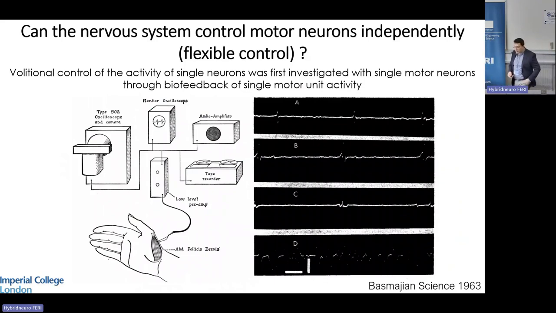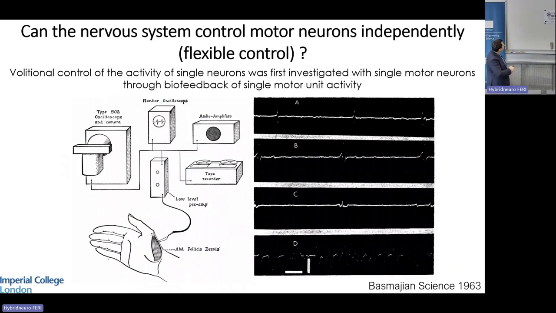John Basmejian was the founder of the International Society for Electrophysiology and Kinesiology, and the mentor of Carlo De Luca. So a person who has contributed extensively to these techniques. In this study, this is a biofeedback study, and it's a simple biofeedback study.